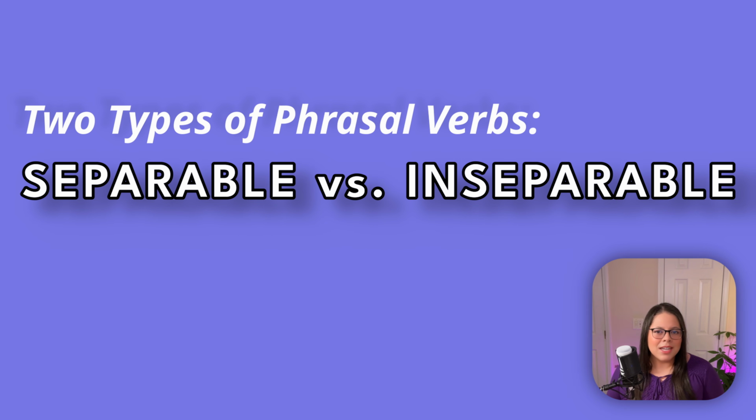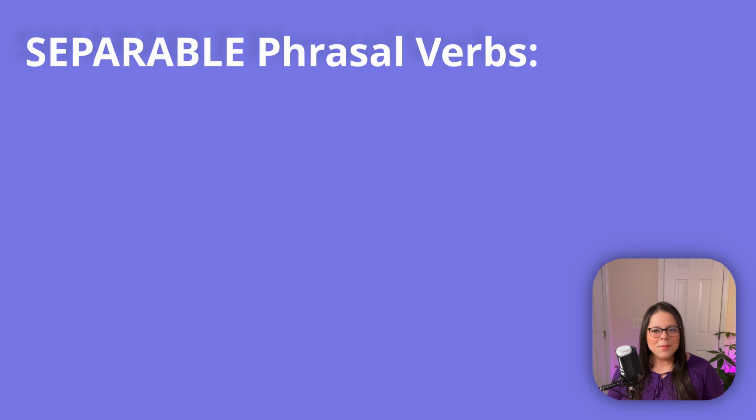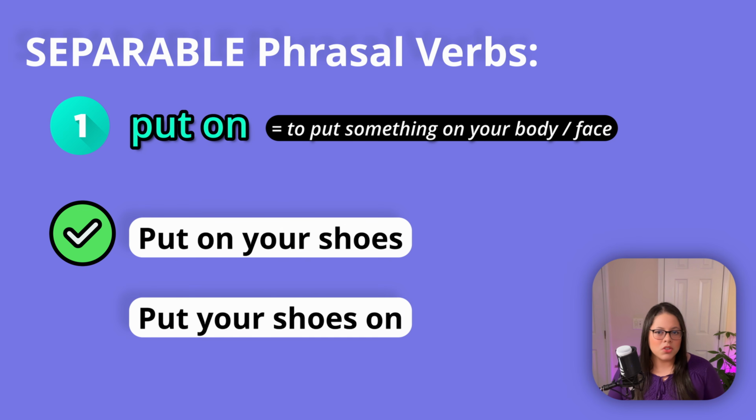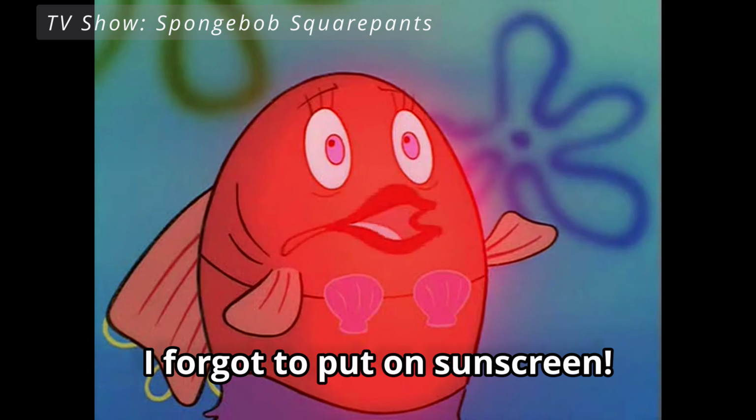Some require an object and others don't, but there are two types of phrasal verbs, separable and inseparable. Separable phrasal verbs allow you to separate the verb and the particle and put the object in the middle. An example of a separable phrasal verb is put on, which means to put something on your body or your face. So you can put on your shoes or you can put your shoes on. You can put on a nice shirt or you can put a nice shirt on. I forgot to put on sunscreen.